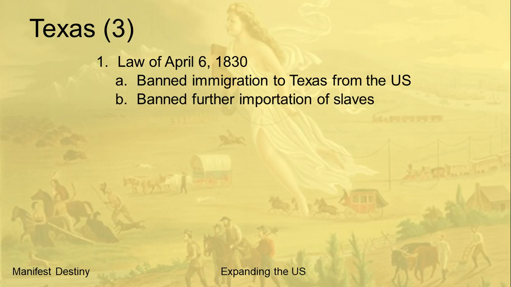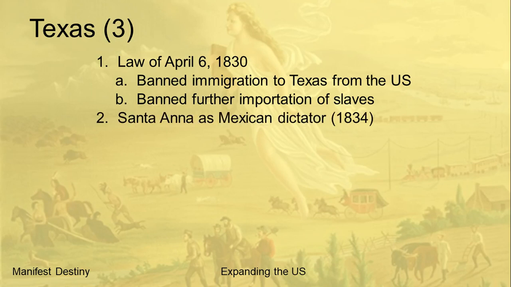It also banned the further importation of slaves. Mexico had banned slavery when it became independent, but originally in Texas they had kind of been willing to turn a blind eye to the American settlers, but no more. They're going to ban the further importation of slaves with an eye toward looking at abolishing slavery in Texas.